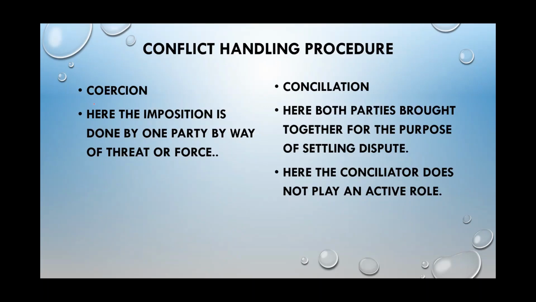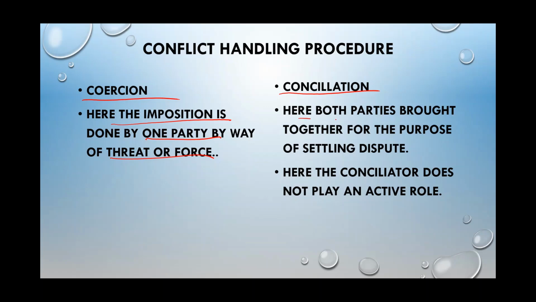Third is coercion. Here, the imposition is done by one party on the other by way of threat or force. In the example, you will force or threaten your friend that if you don't come and watch movie X, then I may not talk to you or something like that. What you are doing now, you are putting pressure on your friend. This is coercion.